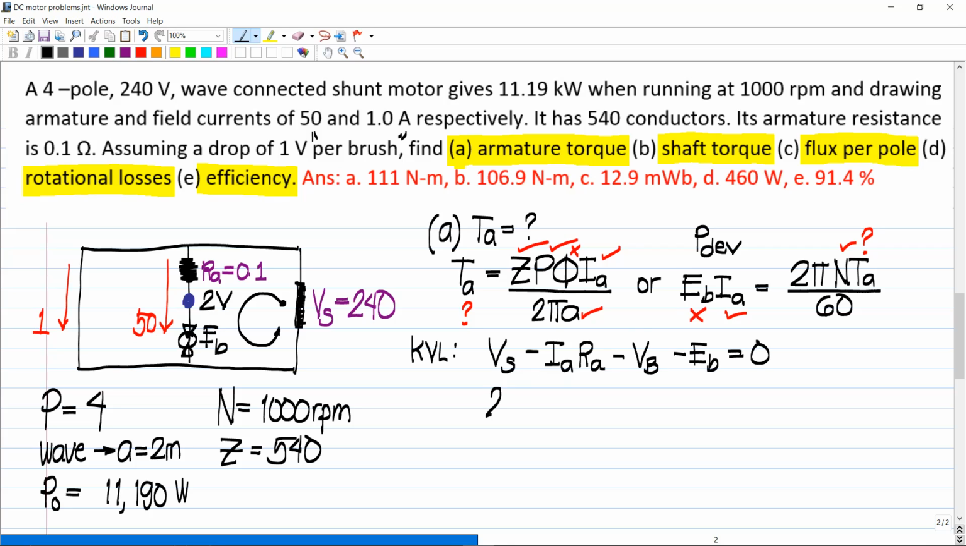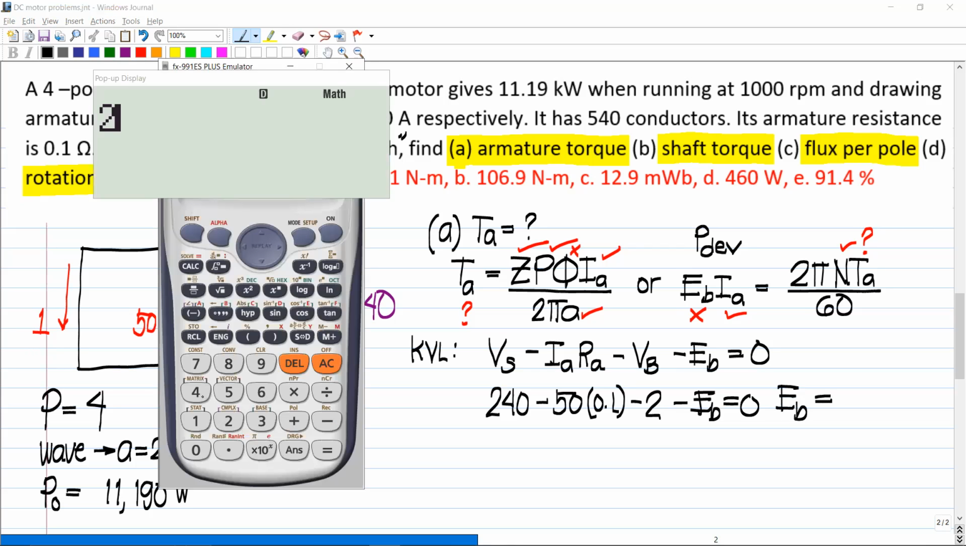But the VS from our diagram is 240. Yung current na dumadaloy sa armature branch, 50. The armature resistance is 0.1. The voltage drop is 2. And then we are looking for the EBAC. So dito pa lang, no, we can now solve for the EBAC. And after solving for the EBAC, meron na tayong chance to solve the question letter A.